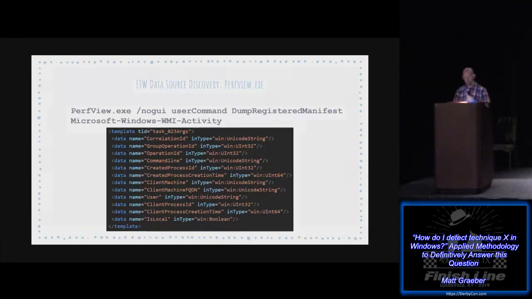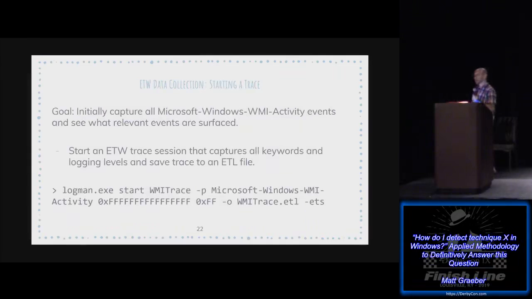But this looks kind of cool, potentially, this event ID 23, right? Because we get command line. And we get user and client machine is local, all right? So we're adding this to our notes for things to investigate. So we've collected some good potential information that we'd like to investigate further. So let's go ahead and start that investigation.